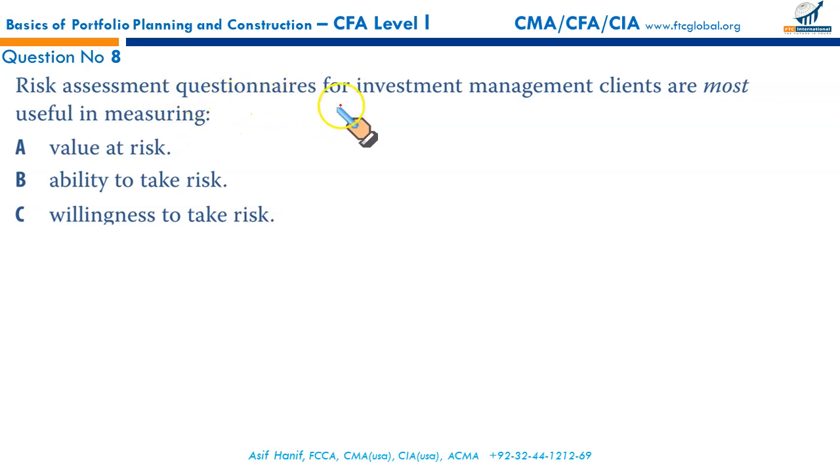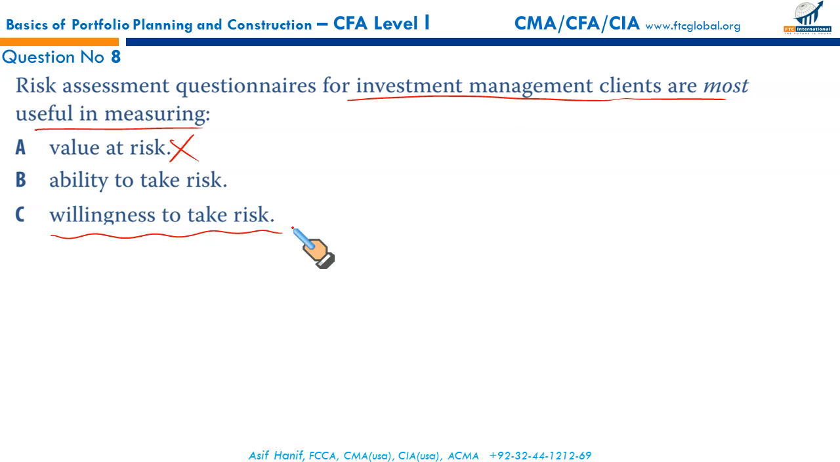Risk assessment questionnaires for investment management clients are most useful in measuring value at risk. Absolutely no. How would you know this? Through questionnaires. Ability to take risk? No. Rather, we are interested to know the willingness of the client to take risks. That's willingness to take risk, not the ability. Maybe the client is very rich, but is he willing to? So that's what we want to determine, willingness to take risk, and that makes C the correct option.